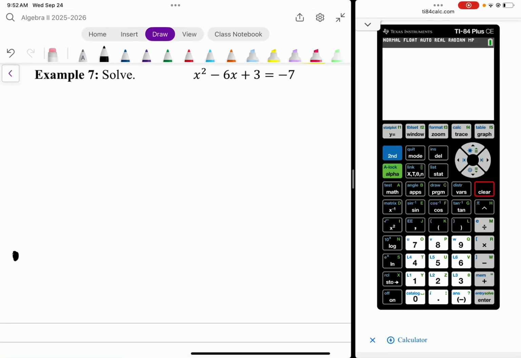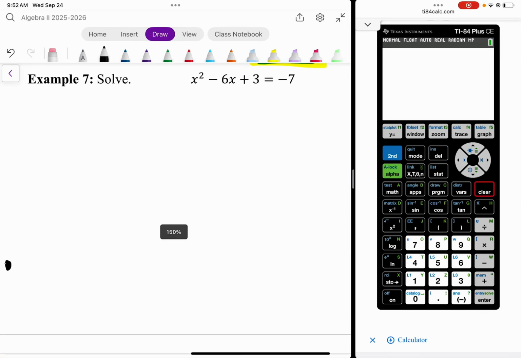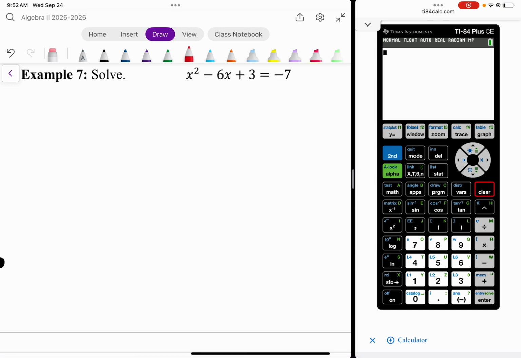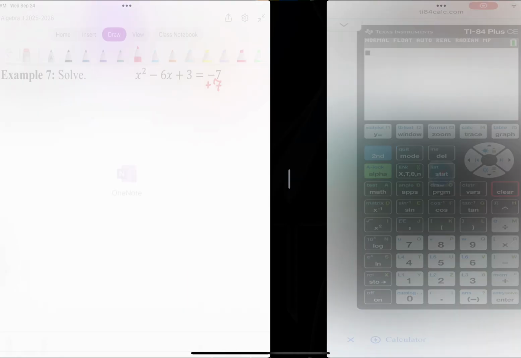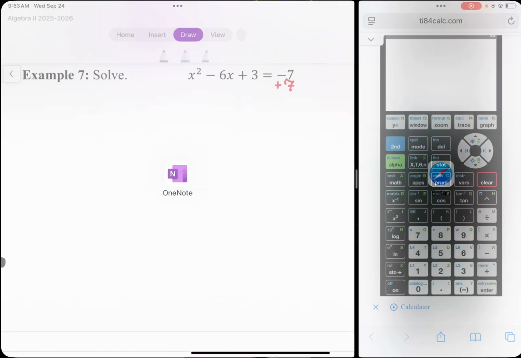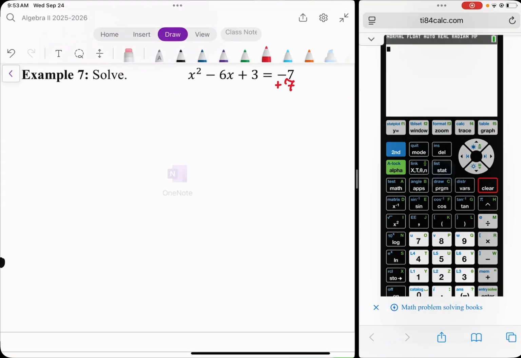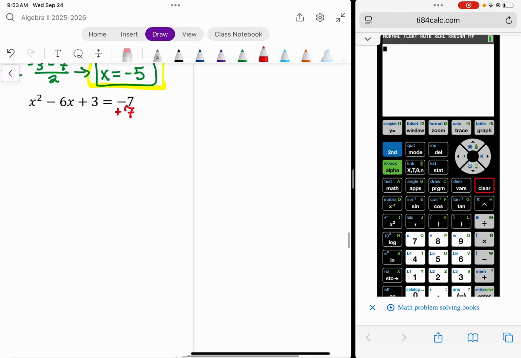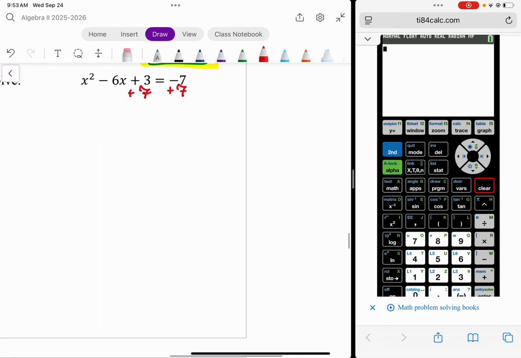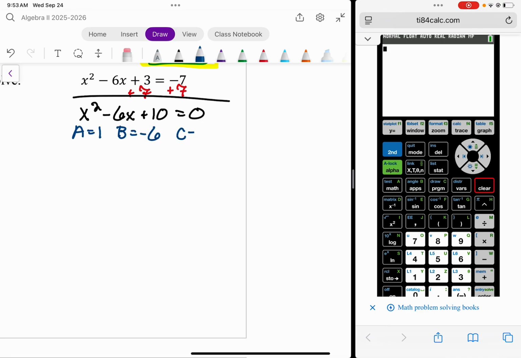Okay, last example for 3.2. Quadratic formula, we want to make sure one side equals 0, so we'll start by adding 7 to both sides. Plus 7, there we go. Okay, that gives us the equation x squared minus 6x plus 10 equals 0. Then we identify a equals 1, b equals negative 6, and c equals 10.